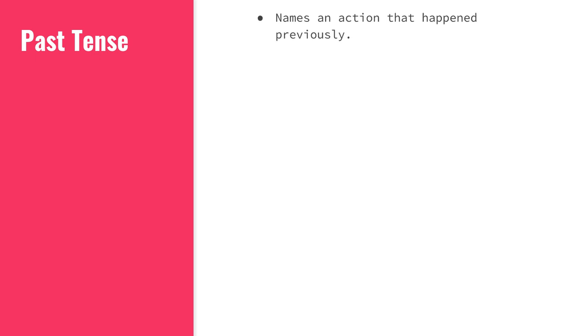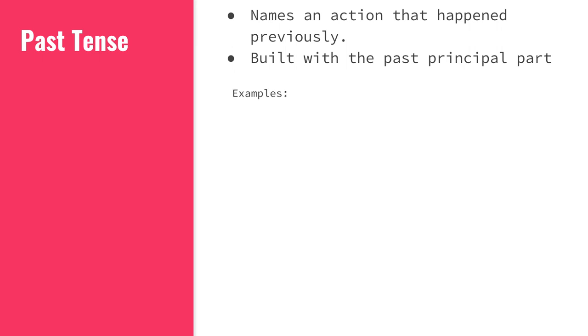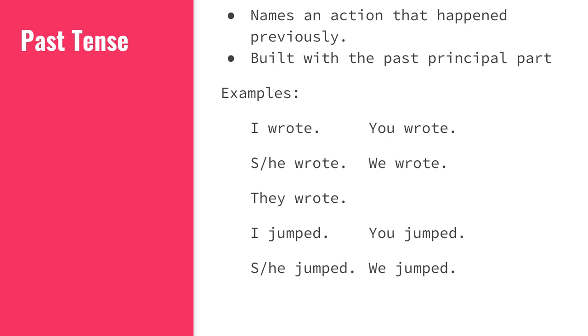Past tense, on the other hand, names an action that already happened, and it's built with the past principal part. I wrote, you wrote, she or he wrote, we wrote, they wrote. Wrote is your past principal part, and all of these things are writing that already happened. We also see this with a regular verb. I jumped, you jumped, she or he jumped, we jumped, they jumped, where our past principal part is formed with the standard ed.